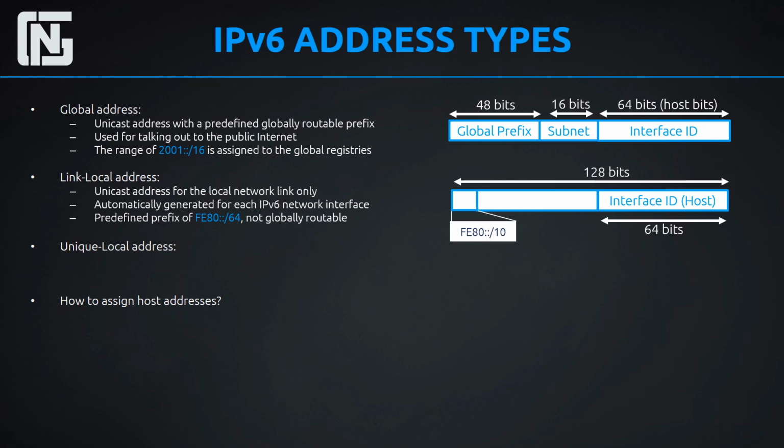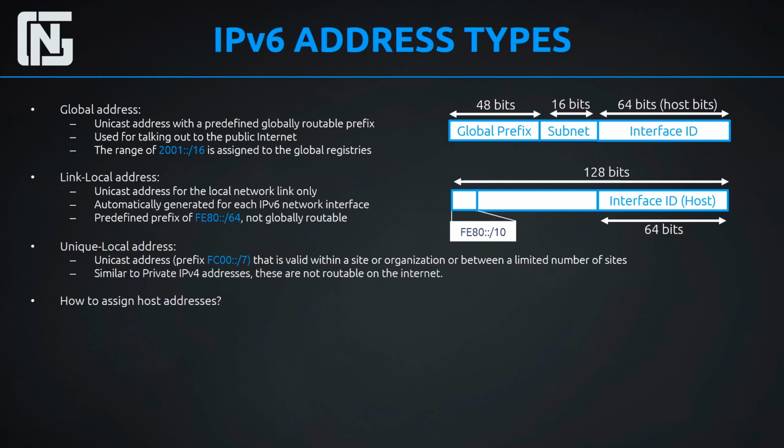So the next type of address we have is the unique local address, and it always starts with FC00. And this is more like the private IP addressing of IP version 4, and it's for organizations to use privately. It's also not routable on the internet, just like the link local address. It's akin to the private IPv4 addressing space.